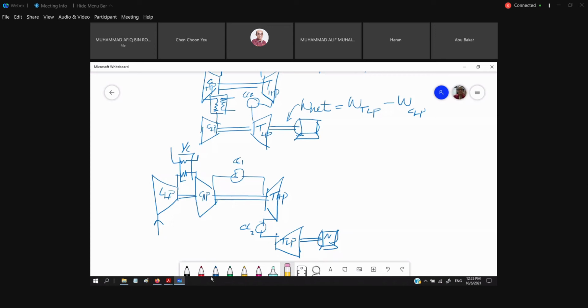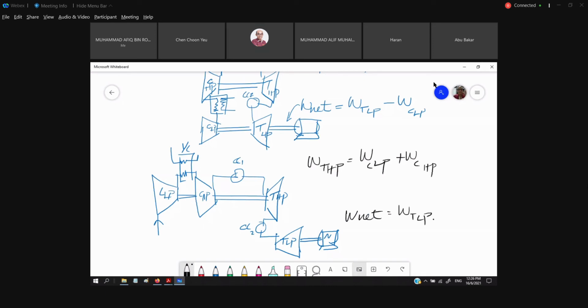We have a different arrangement, but as far as the TS diagram is concerned, it's still the same. So in this case, what is the work relationship that we can write? We could find that the turbine high pressure work is equal to the compressor low pressure work plus the compressor high pressure work. And in this case, what is W net?